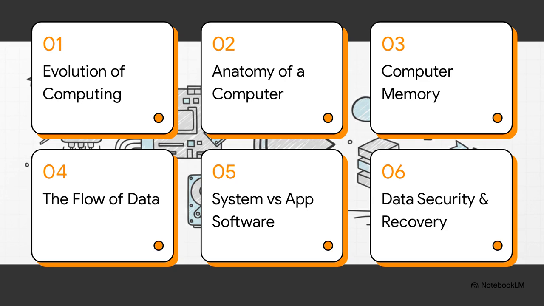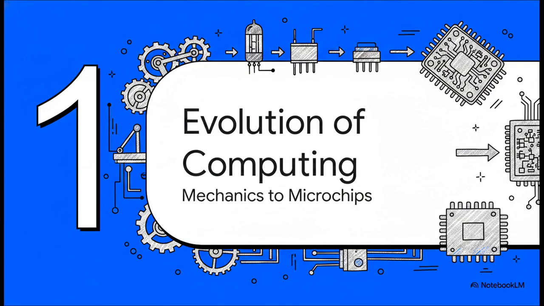We'll cover 1. The evolution of computing, 2. Anatomy of a computer, 3. Understanding computer memory, 4. The flow of data, 5. Software, system versus application, and 6. Data security and recovery. So let's start with Section 1, the evolution of computing, from mechanics to microchips.